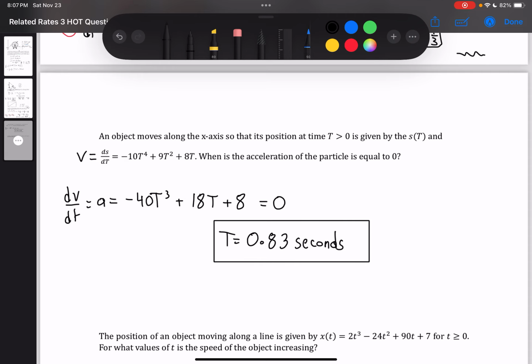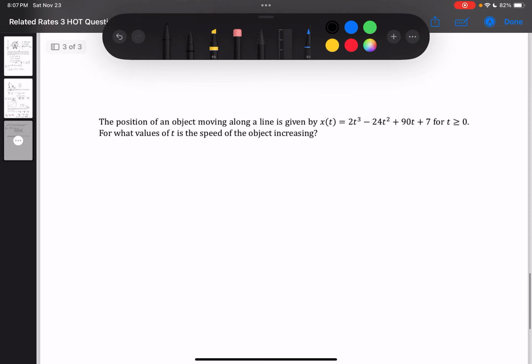All right, now the final question over here. The position of an object moving along a line is given by x of t, 2t cubed minus 24t squared plus 90t plus 7, for t bigger or equal to 0. For what values of t is the speed of the object increasing?